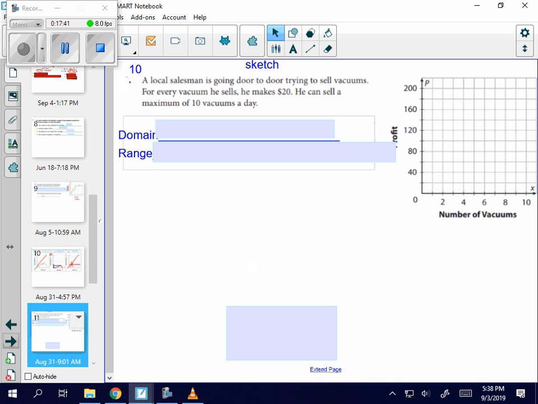And number 10, this I believe is your last question. A local salesman is going door to door trying to sell vacuums. For every vacuum he sells, he makes $20. He can sell a maximum of 10 vacuums a day. And we've got to make a sketch. Well, we could write an equation. Y equals, Y being our profit, $20 per vacuum.